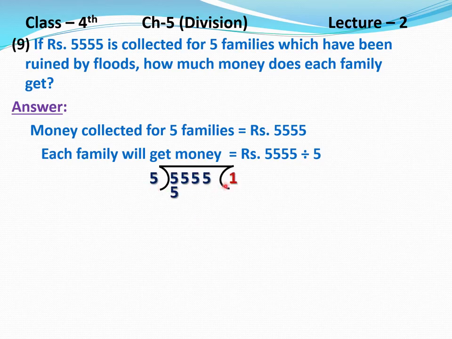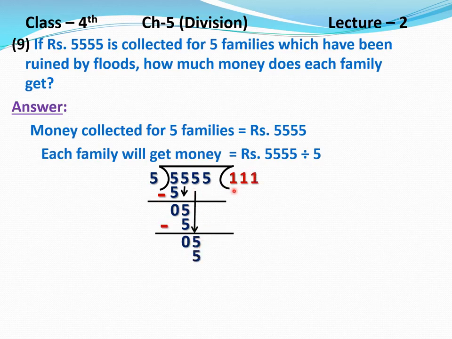Now multiply, 5 multiplied by 1 equals 5. Write 1 here and write 5 here. Now we will do subtraction. 5 minus 5, 0. Write 0 here. Next number, that is 5 here. Now multiply again. 5 multiplied by 1 equals 5. Write 5 here. 5 minus 5, 0. Write 0 here. Now take the next number, that is 5.